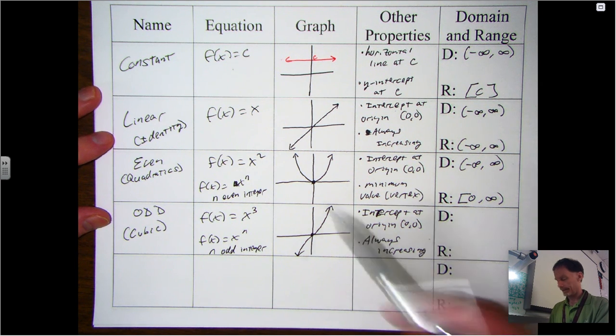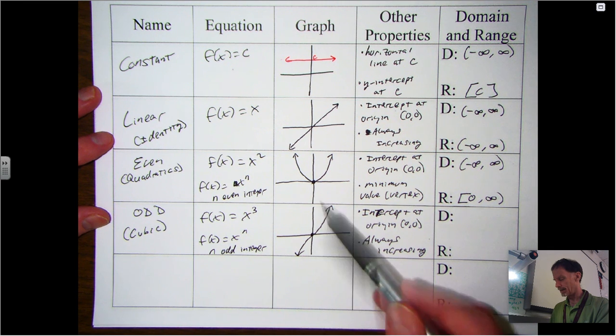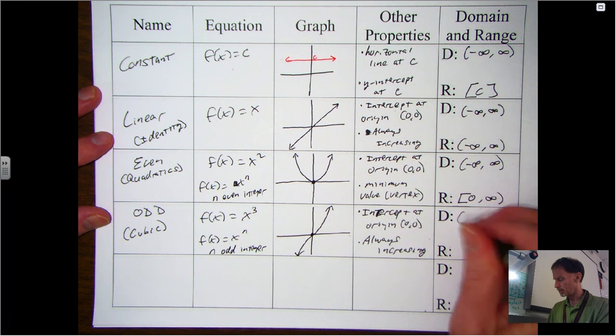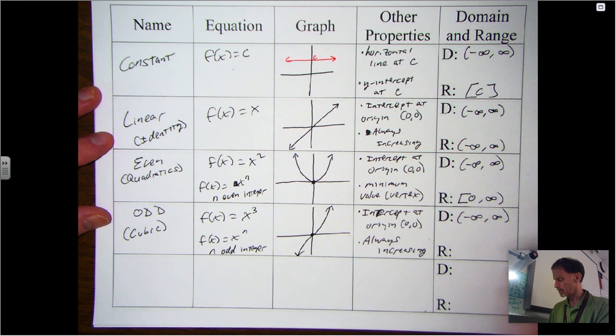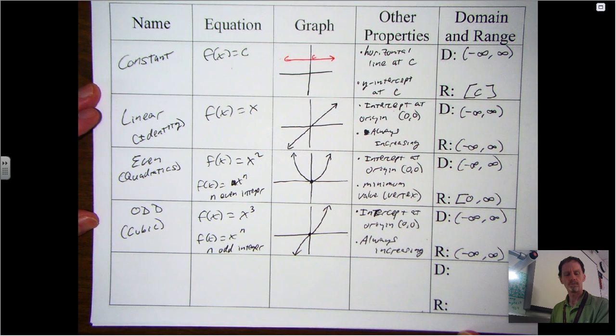As far as domain, you can take a wild guess. Again, x can be anything, and y can be anything because it goes up and down forever. So, as I said, another recurring theme: domain, all real numbers; range, all real numbers, negative infinity to infinity.